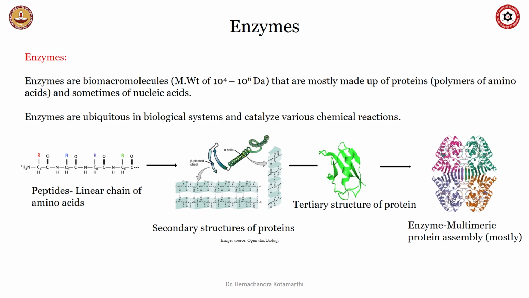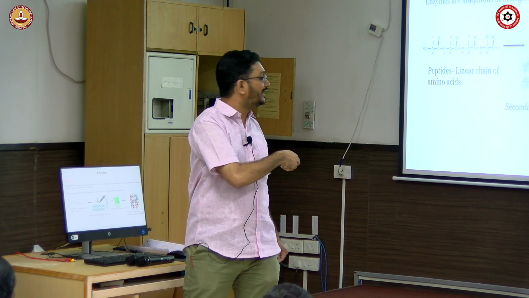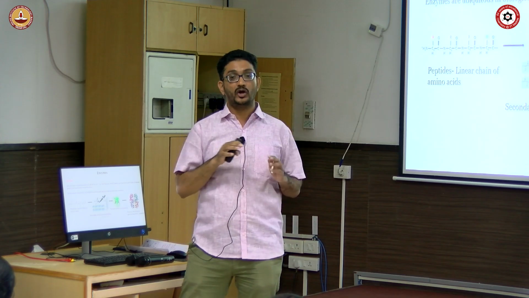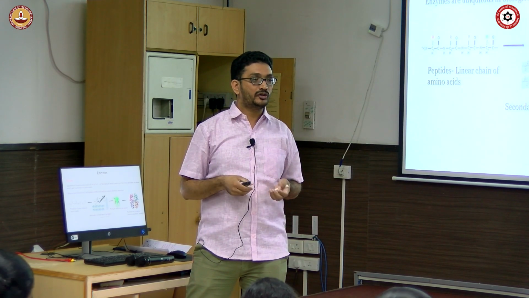If you see this R, these are not simple alkyl chains. There are 20 essential amino acids, right? So depending on the side chain of the amino acids, you will have various R groups in this. Most of this is governed by non-covalent interactions. So the folding of a protein is governed by non-covalent interactions.